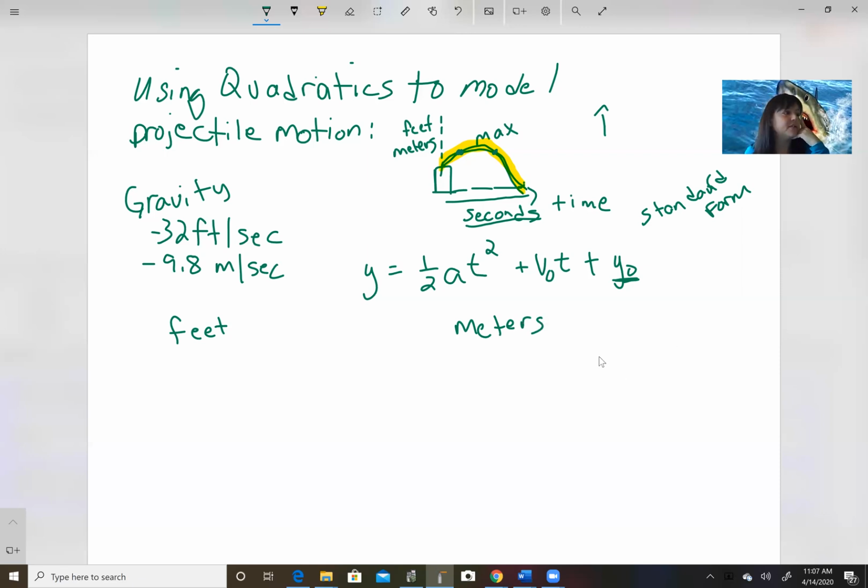And what that's going to look like, let's do a little over here. Our y is going to be our output, or our height, which we already talked about. Our a is going to be our acceleration due to gravity. Our v is our velocity, our initial velocity. That's why we have the sub-zero. And this is our initial height, right?